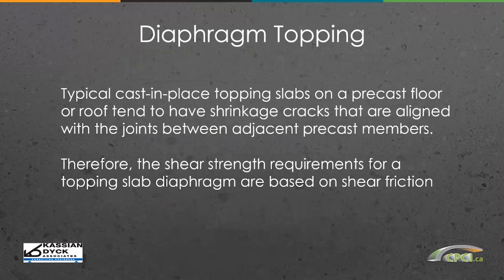Typical cast in place topping slabs on a precast floor or roof tend to have shrinkage cracks that are aligned with the joints between the precast members. Therefore, shear strength requirements for a topping slab diaphragm are based on shear friction. So I'll be mentioning that in the next few slides here.